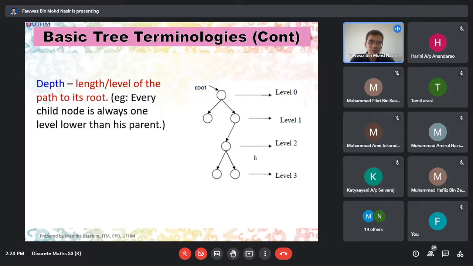Jadi bila kita kata depth, dia adalah length or level of the path to its root. Contohnya kalau dia suruh cari the depth of this node n, so length dia ataupun depth dia adalah 2. Boleh?